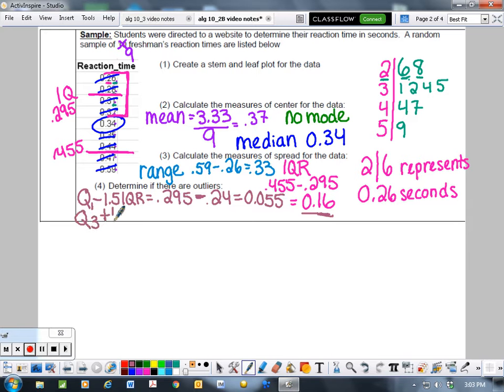So Q3 plus 1.5 IQR. So that is 0.455 plus 0.24, and that gives me 0.695. So are there any values above that? No, so there are no outliers.